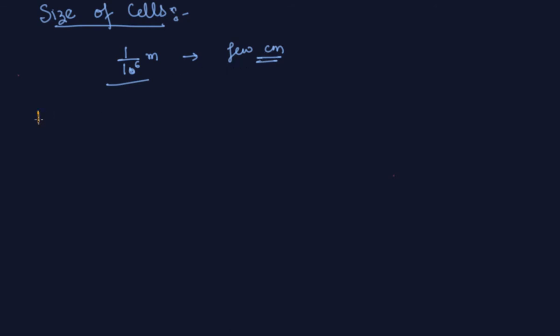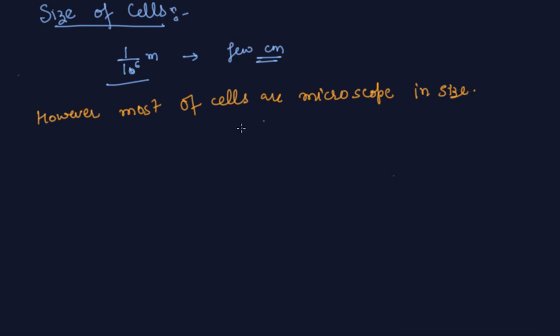However, most of the cells are microscopic in size, meaning very small, so that you can see them only through a microscope. The smallest cell, bacteria, is 0.1 to 0.5 micrometer, where micrometer means 10 raised to the power minus 6 meter. The largest cell is the ostrich egg, 170 mm by 130 mm.